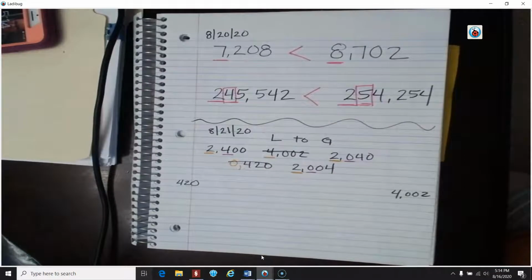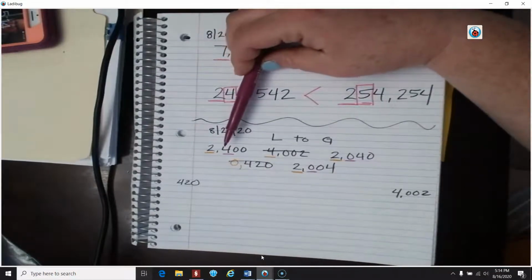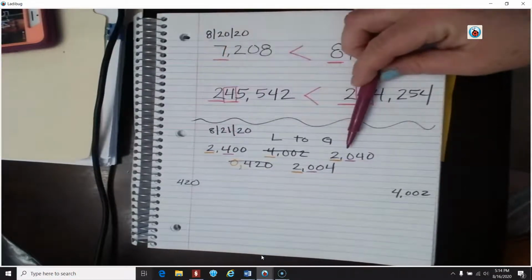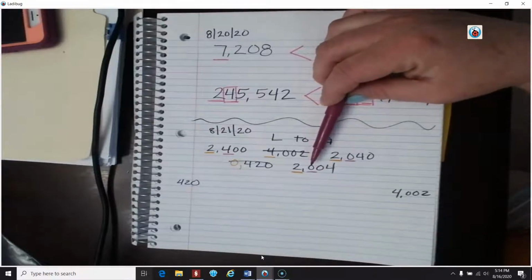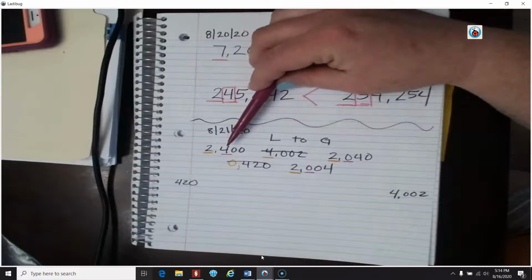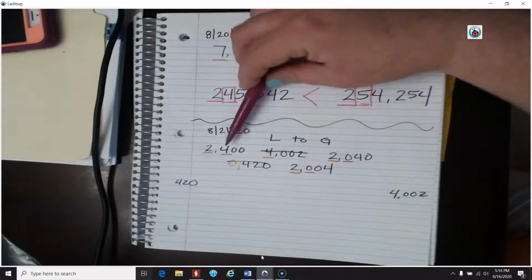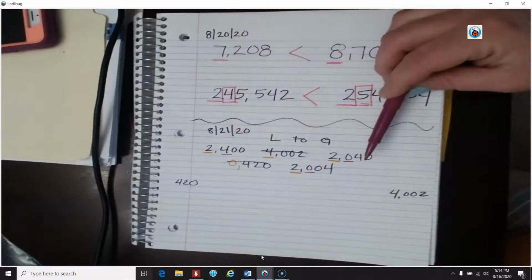So I see here I have a 4 in the hundreds place. I have a 0 in the hundreds place, and I have a 0. So I know that this one is bigger than these 2. Okay, so I'm just going to leave that one over here for a minute. I'm going to look at these.